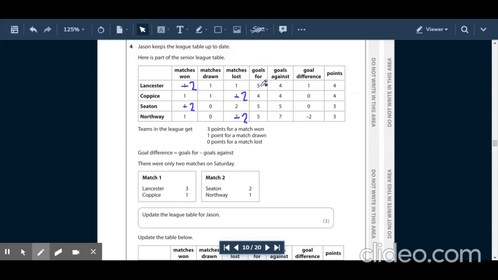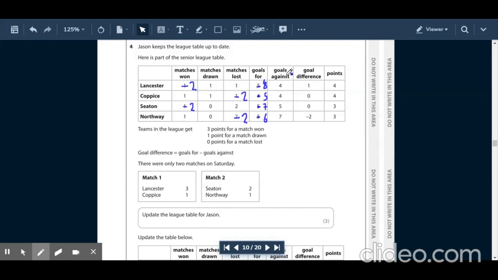Right, now goals for, how many goals did they score? So Lanchester, it's going to go up by 3. So I'm going to add 3 to 5. I've got 8 there. Coppice, they scored 1, so that's going to go up to 5. Seaton scored 2, so that's going to go up to 7. And Northway scored 1, so that's going to go up to 6.